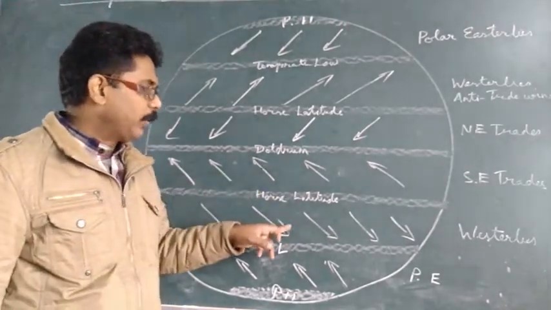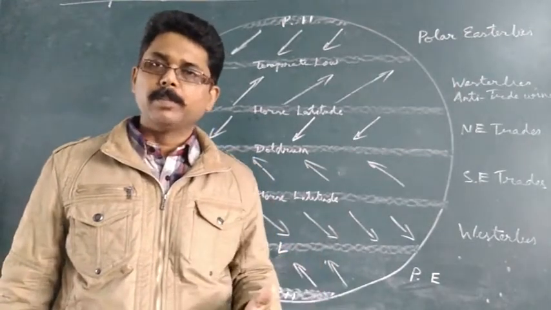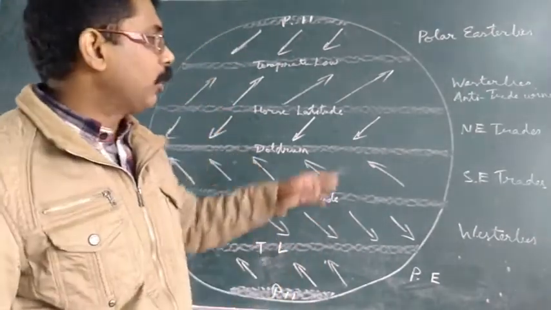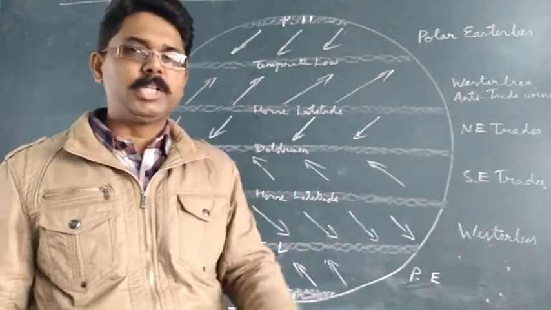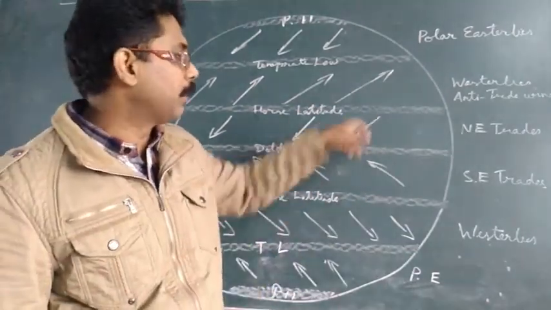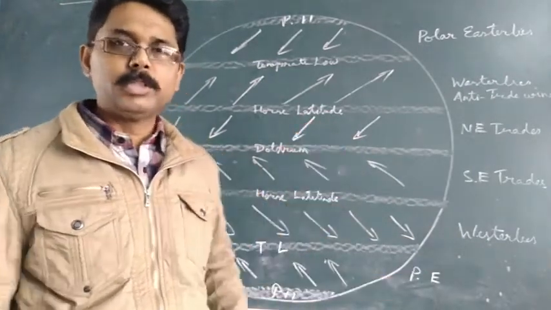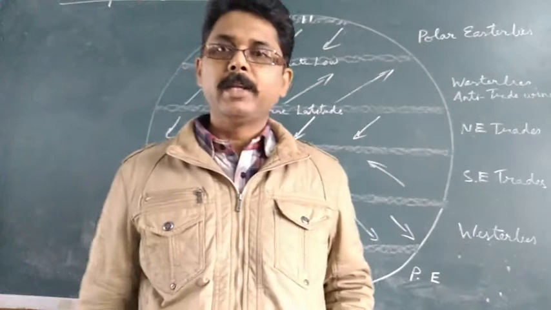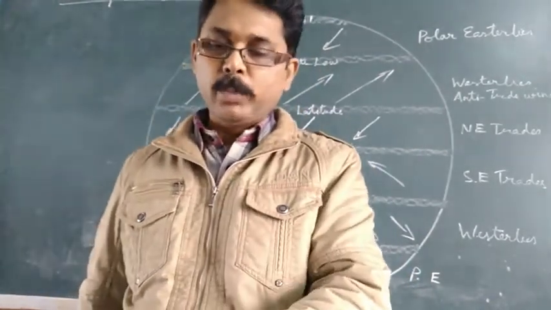So these are the winds known as permanent winds. Why are they called permanent winds? Because these winds blow in the same direction throughout the year, and they don't change direction, because they blow between the permanent pressure belts, and that's why these winds are also permanent. So this is a description of the permanent winds.